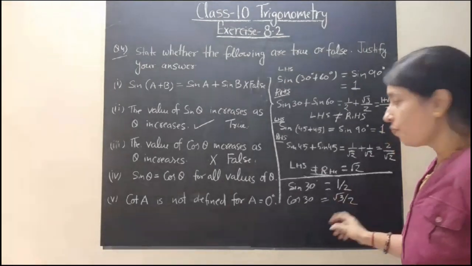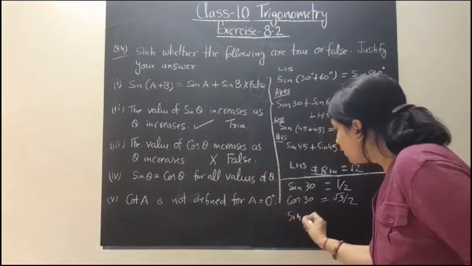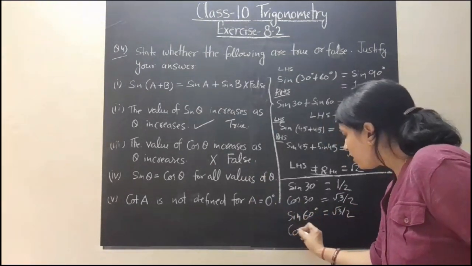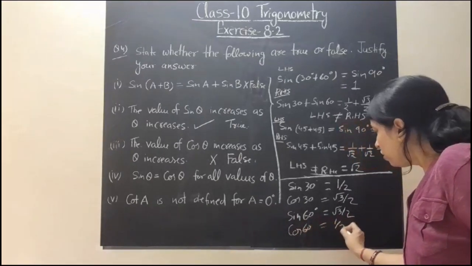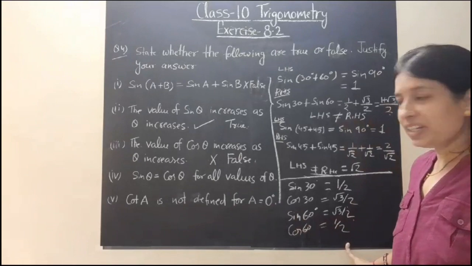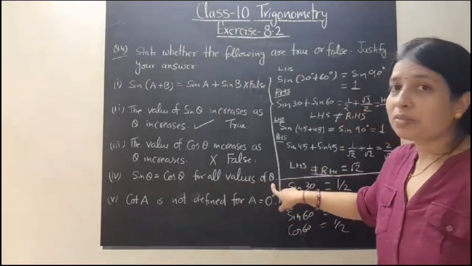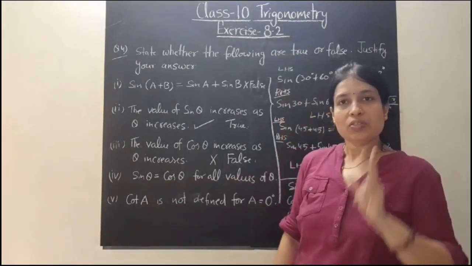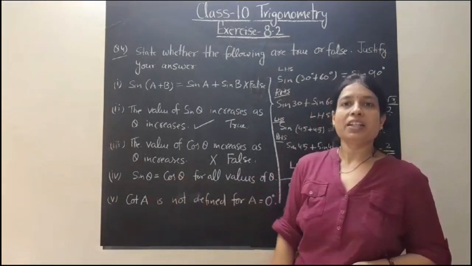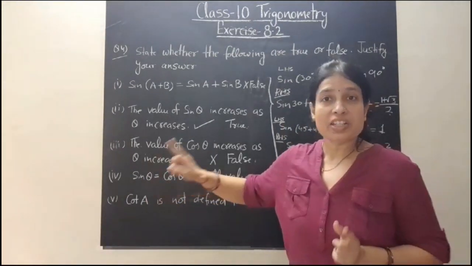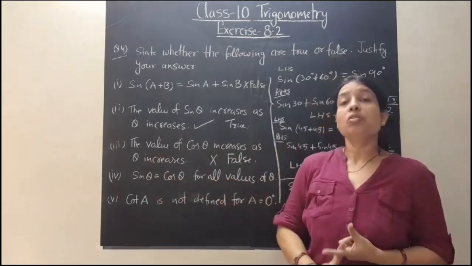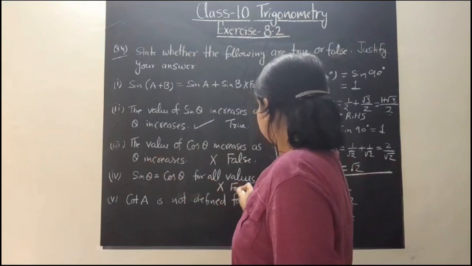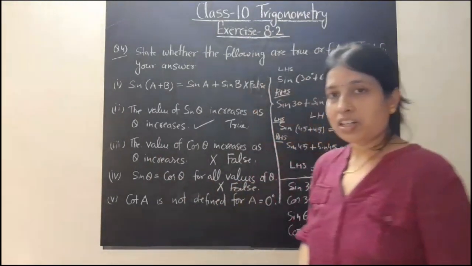Both are same? No. If you take sin 60 degree, sin 60 degree is equal to root 3 by 2 and cos 60 will be 1 by 2. So root 3 by 2 and 1 by 2 are not equal. So this is not equal for all values of theta. It is only for 45 degree because sin 45 degree is equal to 1 by root 2 and cos 45 degree is also 1 by root 2. So this statement is true only for theta equal to 45 degree. So you can write here false. This one is also false.